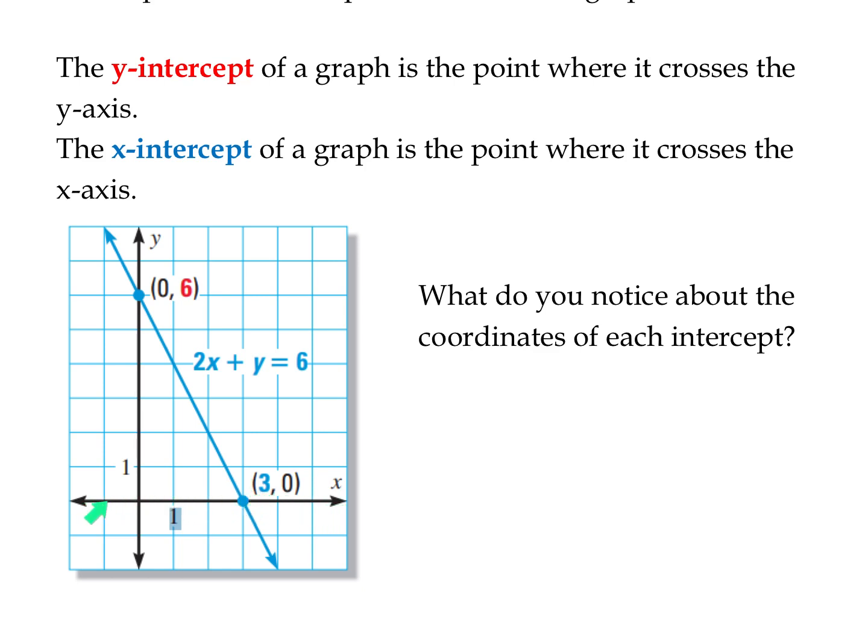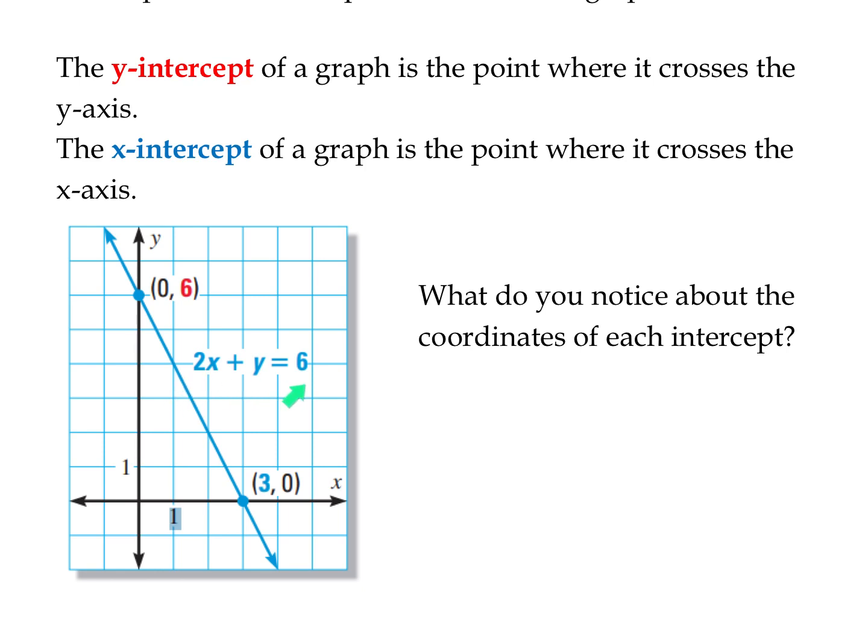Any point on the x-axis will have a y value of 0. This would be (1, 0), (2, 0), (3, 0), (4, 0), and so on. So it would always be 0. The y-intercept will always be (0, something): (0, 1), (0, 2), (0, 3), (0, 4). So the y-intercept will always have an x value of 0. The x-intercept will always have a y value of 0.